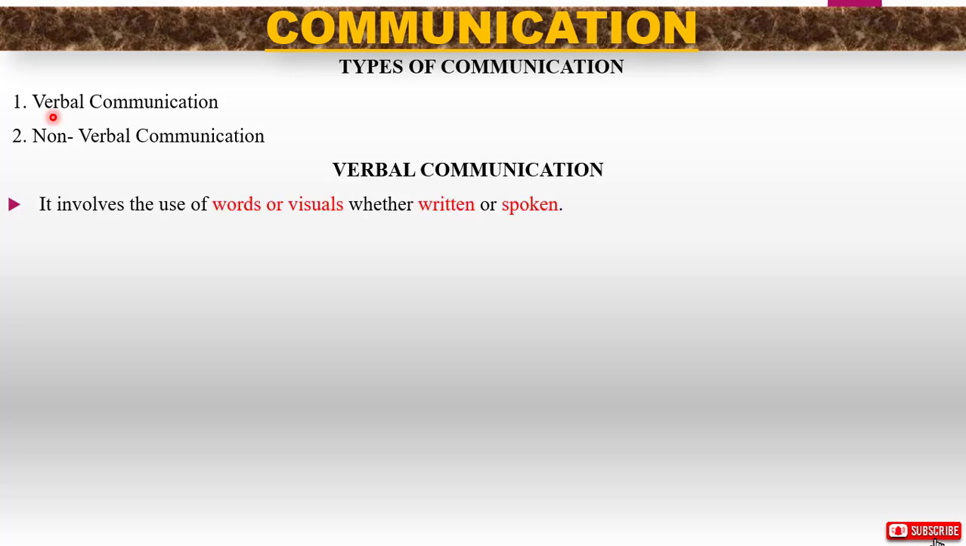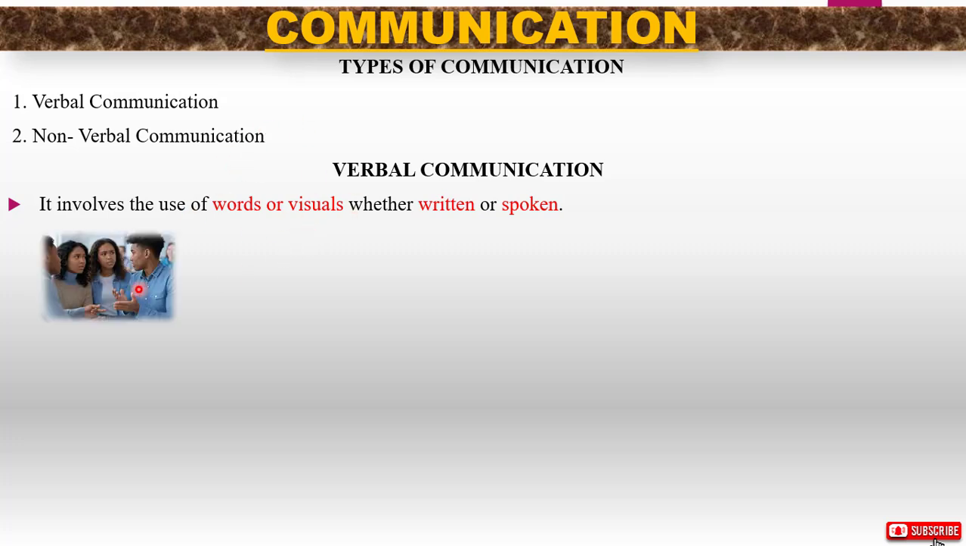Now let's move on to talk about the types of communication. What are the types? Basically, we have two main types of communication. They are verbal and non-verbal communication. Let's take the first one. What is verbal communication? This is the communication that involves the use of words or visuals, whether it is written or spoken. So the key word over here is the use of words. So whether you write those words as a message or you speak it out, it is verbal communication. The use of words or visuals.